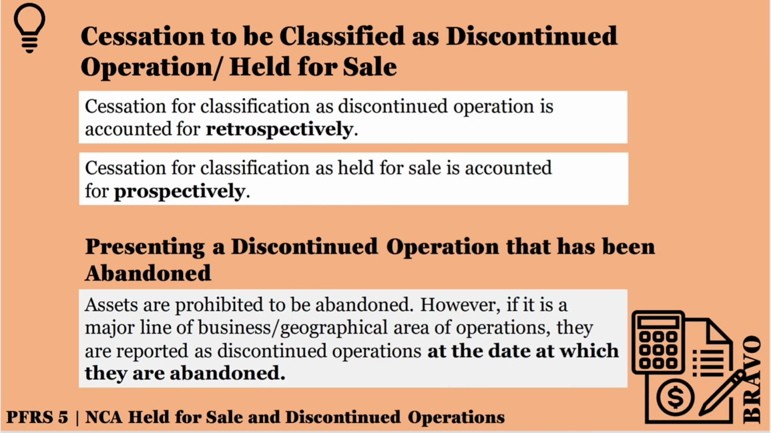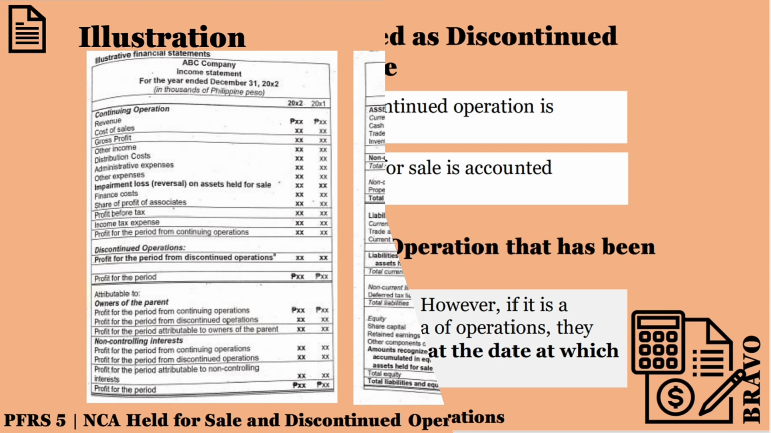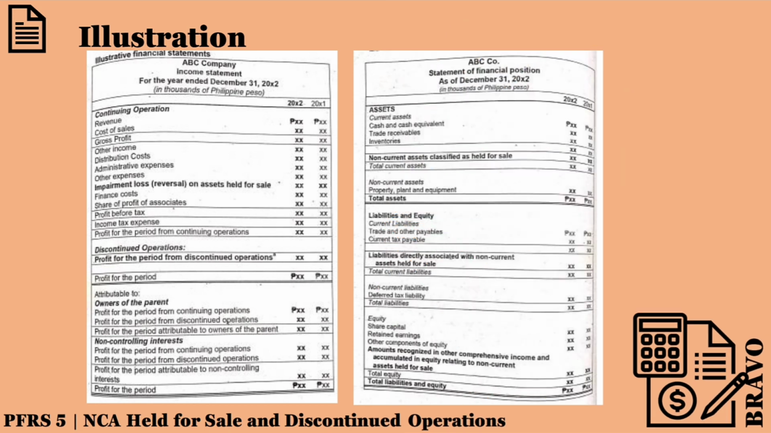What happens when a held for sale asset or discontinued operation ceases to be classified as one? If a discontinued operation ceases to be classified as one, it is accounted for retrospectively. While if a held for sale asset ceases to be classified as one, it is accounted for prospectively. For reference, here is an illustration of how held for sale assets and discontinued operations are presented in the Statement of Profit or Loss and Other Comprehensive Income and Statement of Financial Position. In the cash flows, they are presented separately whether they relate to operating, financing, or investing activities.